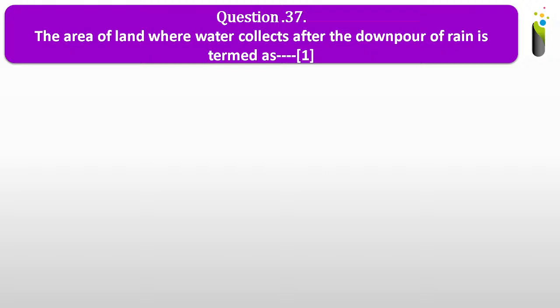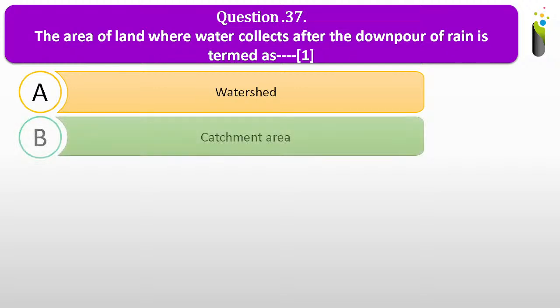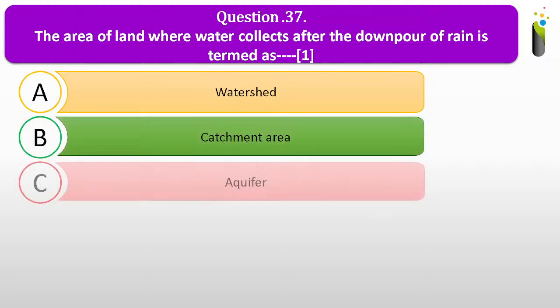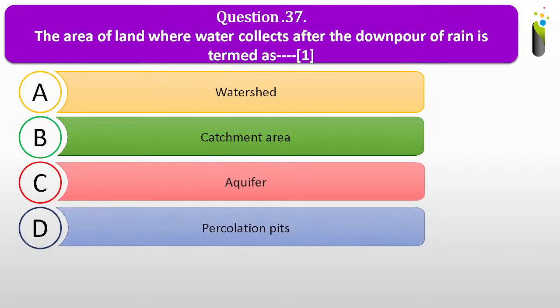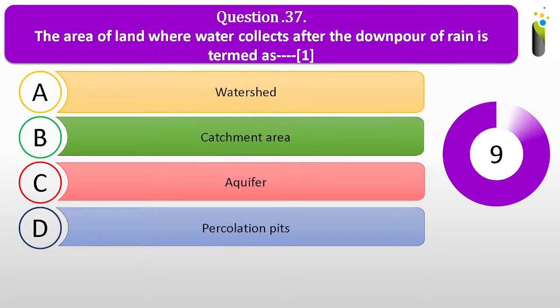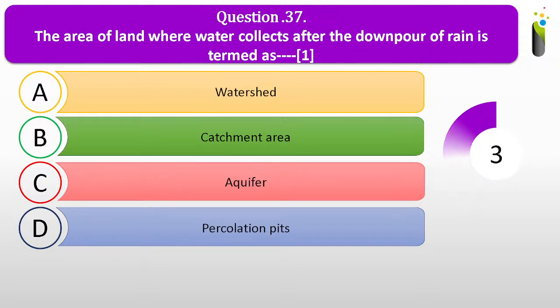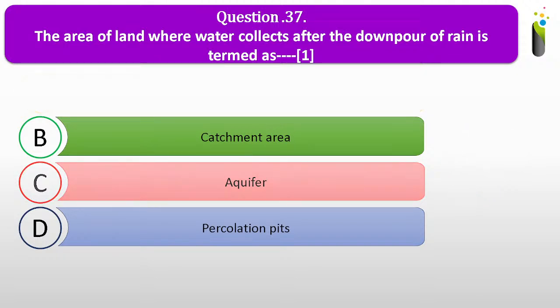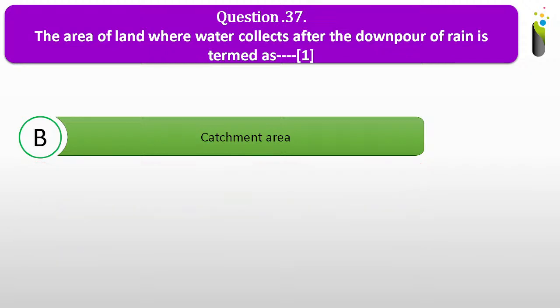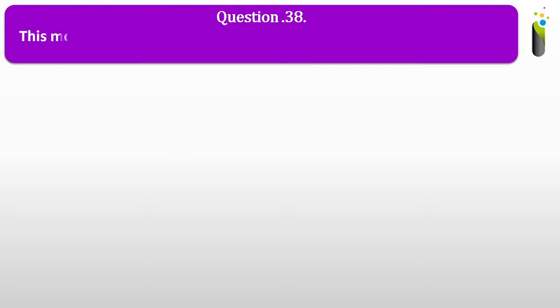The area of land where water collects after the downpour of rain is termed as dash. A. Watershed. B. Catchment area. C. Aquifer. D. Percolation pits. And the correct answer for this question is B. Catchment area. So the area of the land where water collects after the downpour of rain is termed as catchment area. Going to the next question, number 38.